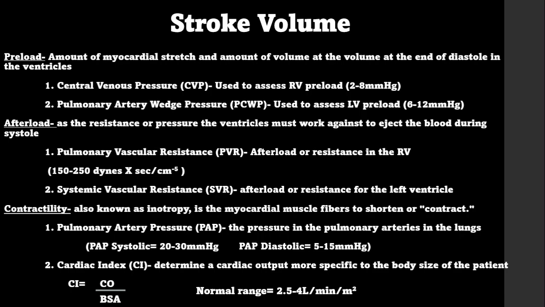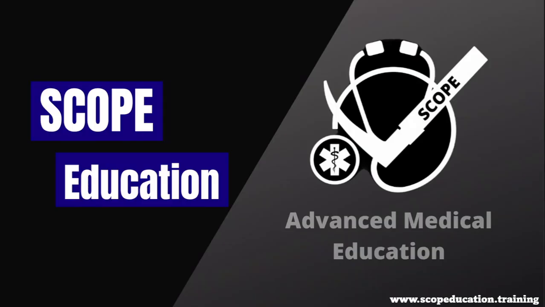Cardiac index allows us to determine a cardiac output more specific to the body size of the individual. To determine cardiac index, we must know the patient's weight and height to determine body surface area.